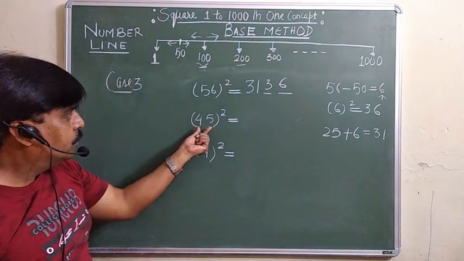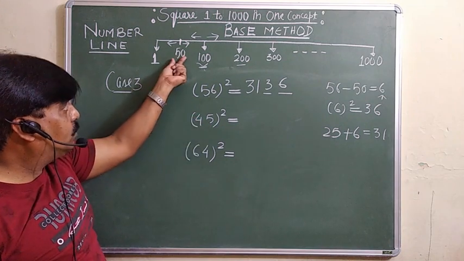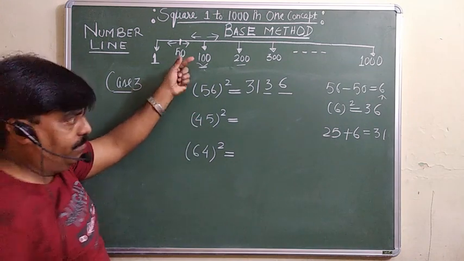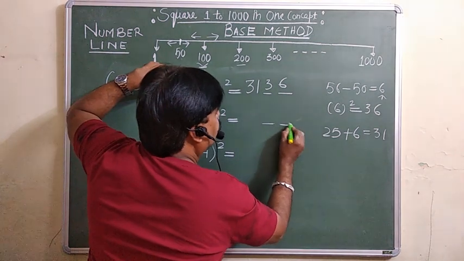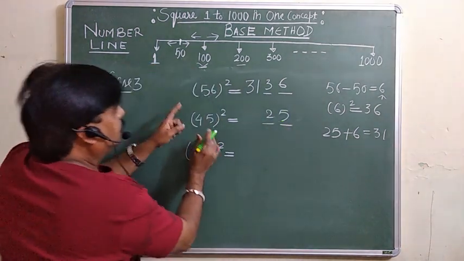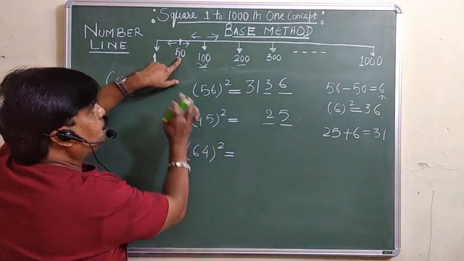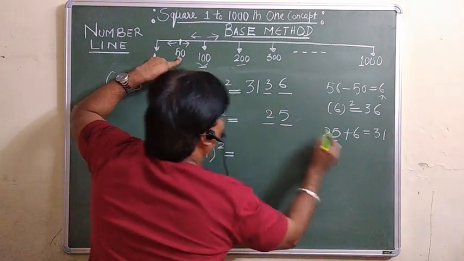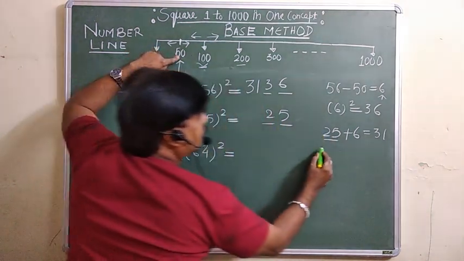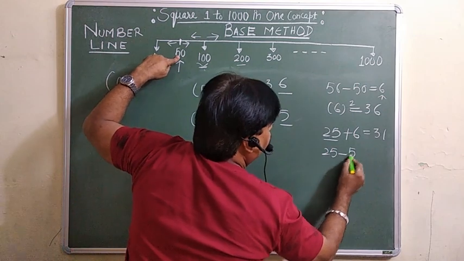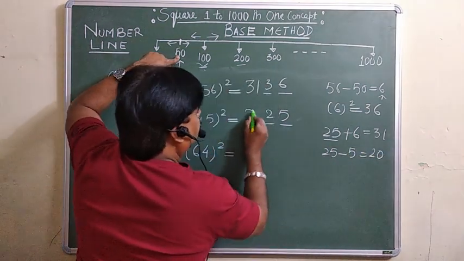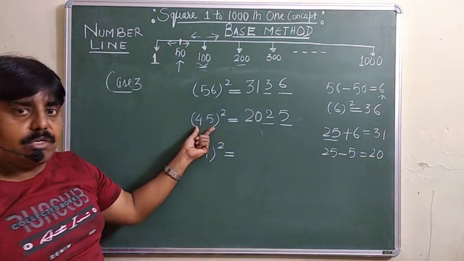Similarly here, this 45 is how much less? This number, 5. Do the square of 5: 25. So 25 is here. And the difference of this one is 5. So 5 must be subtracted from 25, just half of this one. 25 minus 5, 20. So 2025 is the square of this number.